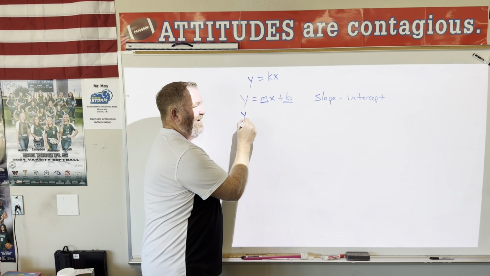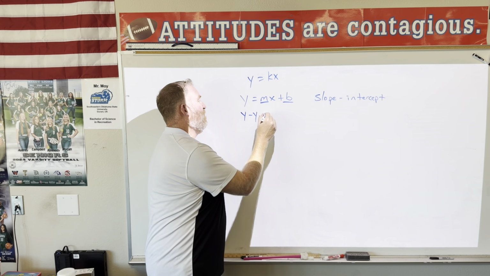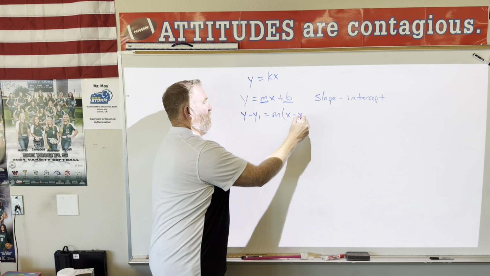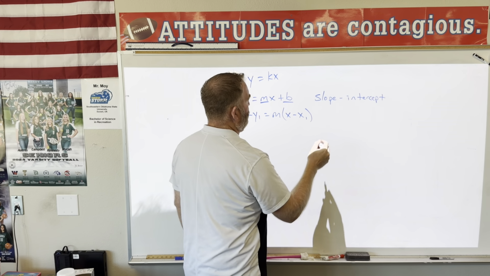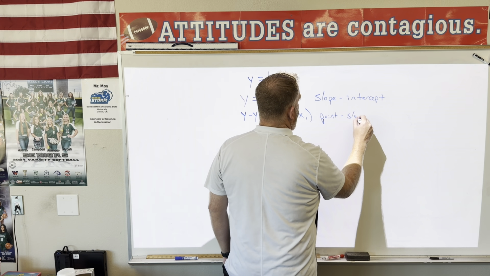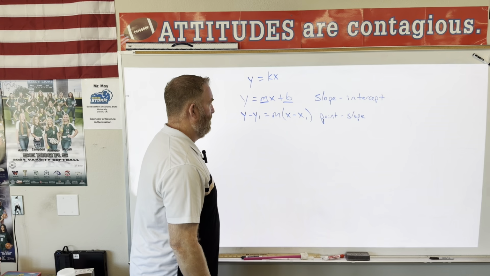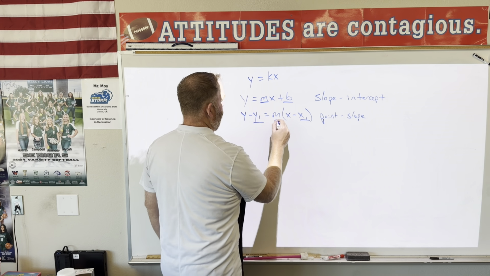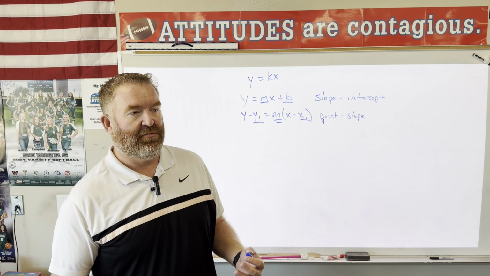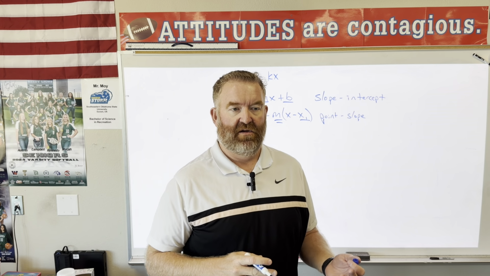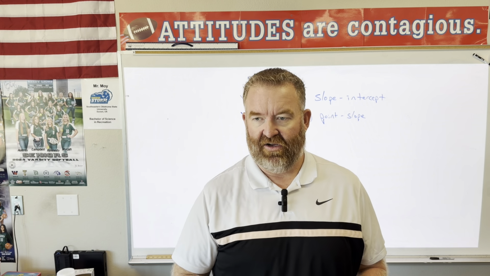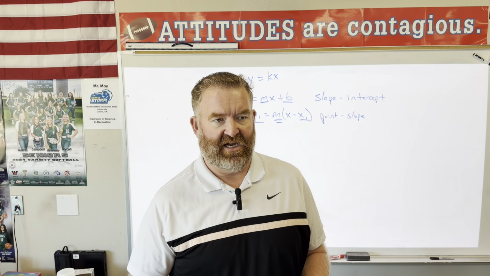y minus y1 equals m times x minus x1. Good. That is called what? Point slope form, because they give you a point and a slope. They give me an x, a y, and a point. What was the thing I had you guys repeat in class? X goes with x, y goes with y. You guys remember that now? I'm glad you remember that. Okay, so that's half the battle.